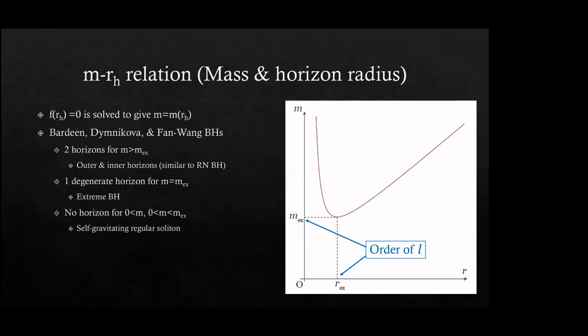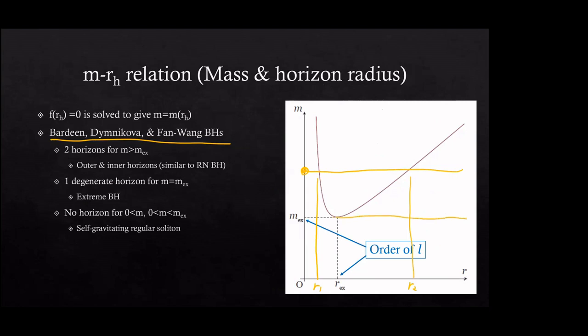And this is a graph to identify the location of the horizons for a given mass parameter for the Bardeen, Dymnikova, and Fan 1 black holes. So if you put the mass value like this, there is one horizon and there is another horizon. So here is an inner horizon, here is an outer horizon.